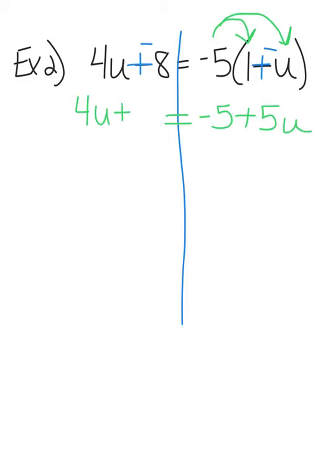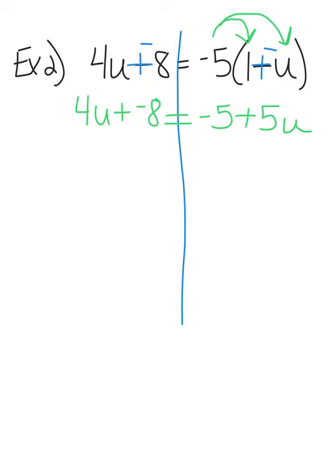4U plus -8. And now we actually have a problem that looks just like the problem we just did, where we have letters on both sides. Now we want to get those letters together.